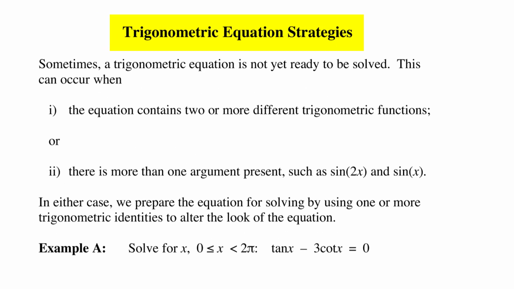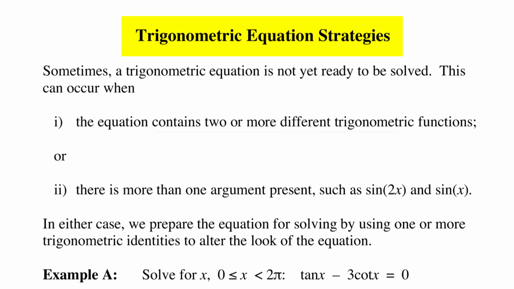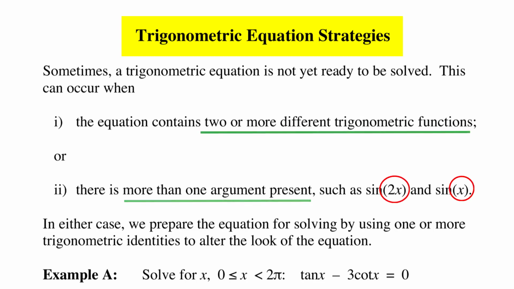Sometimes a trig equation is not yet ready to be solved, and this can occur when the equation contains two or more different trig functions, or that there is more than one argument present, such as sine of 2x and sine of x. In either case, we prepare the equation for solving by using one or more trig identities to alter the look of the equation.